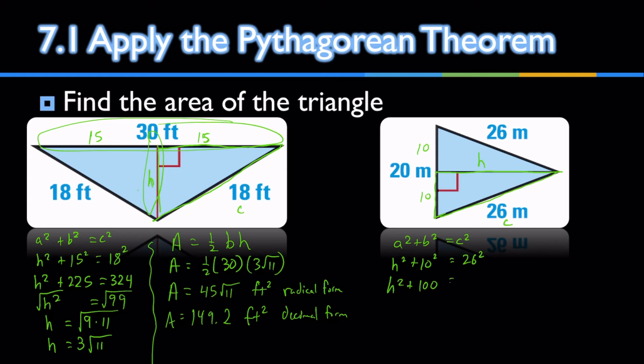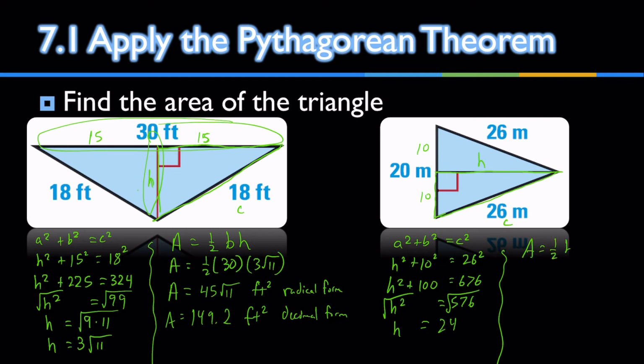10 squared is 100. 26 squared is 676. Subtract the 100, and h squared then would be 576. Square root that, h is 24. Since it comes out exactly to be 24, we call that an integer, and it's special. It's also radical form and decimal form in the same number.